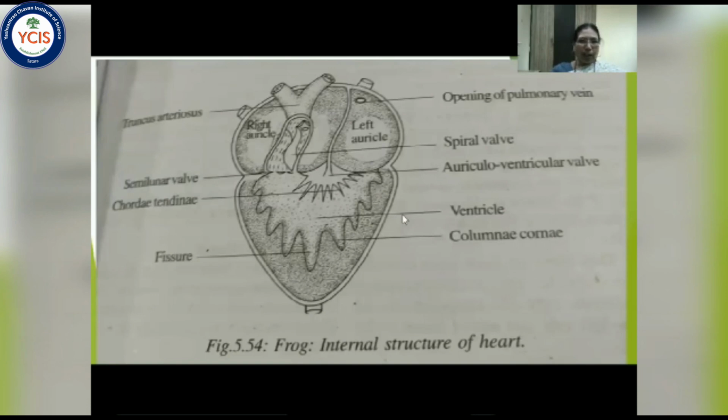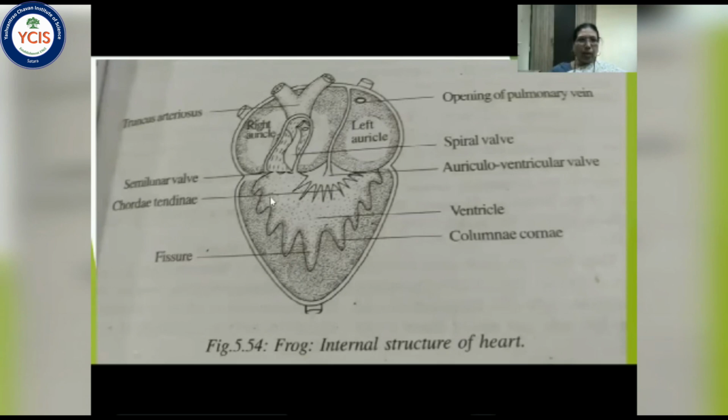So this is the frog heart internal structure. It is triangular in shape. On the anterior side, there are two auricles, right auricle and left auricle. In the right auricle is the opening of the sinus venosus, and in the left auricle, the opening of the pulmonary vein. In between them there is a partition, called the interauricular septum. Then the auricle opens into the ventricle by an auriculoventricular aperture guarded by a valve. It is called the auriculoventricular valve.